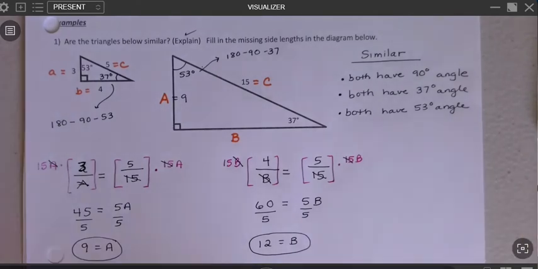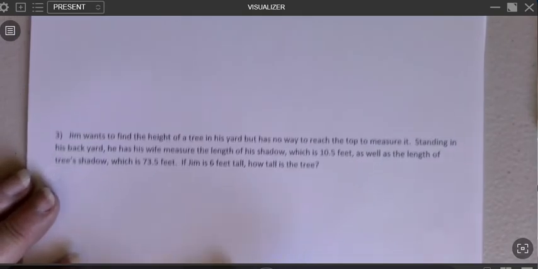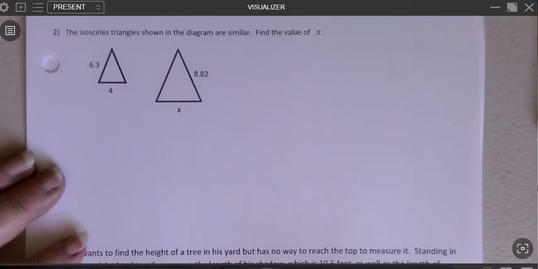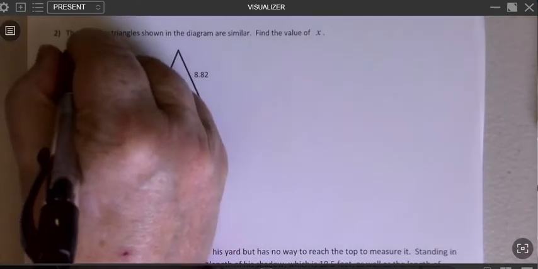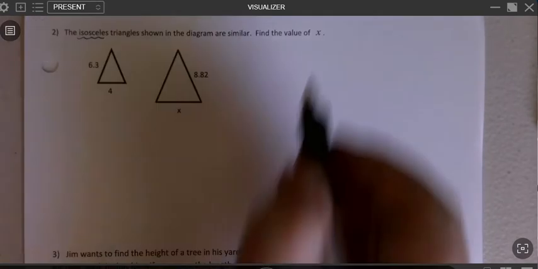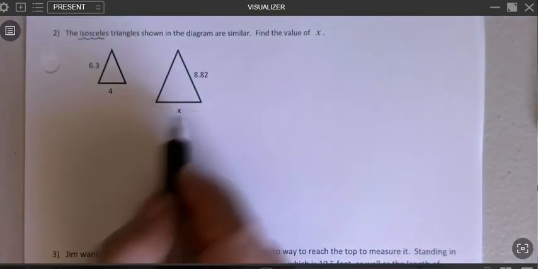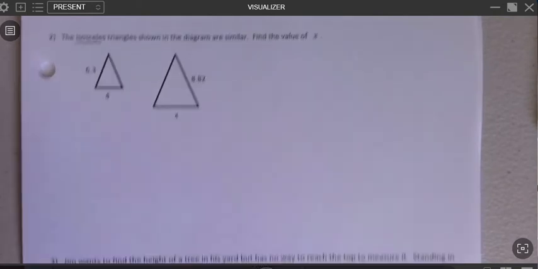All right, let's take a look at another example where the numbers perhaps are not quite so obvious. In example 2, I've given you 2 isosceles triangles, and I'm told that they're similar, so I don't have to prove that. The problem gives me that. And I'd like to find the value of this side, this unknown x. First of all, isosceles. Probably a word you've seen before, but if you don't remember what it means, that 2 sides are the same.